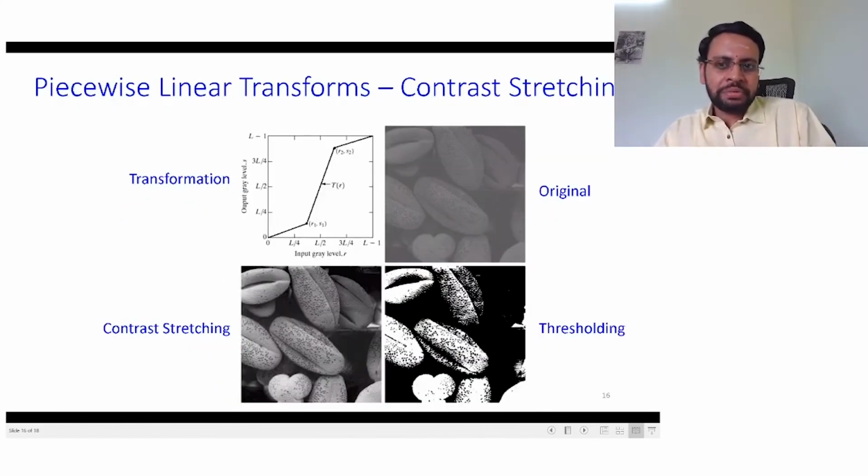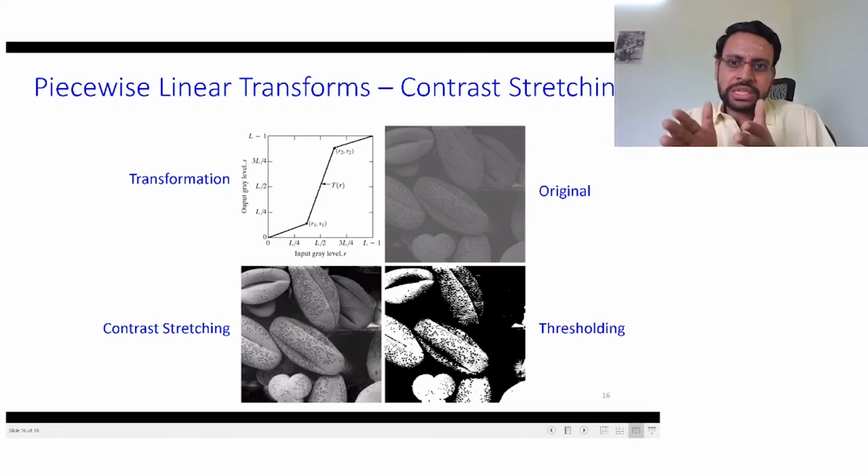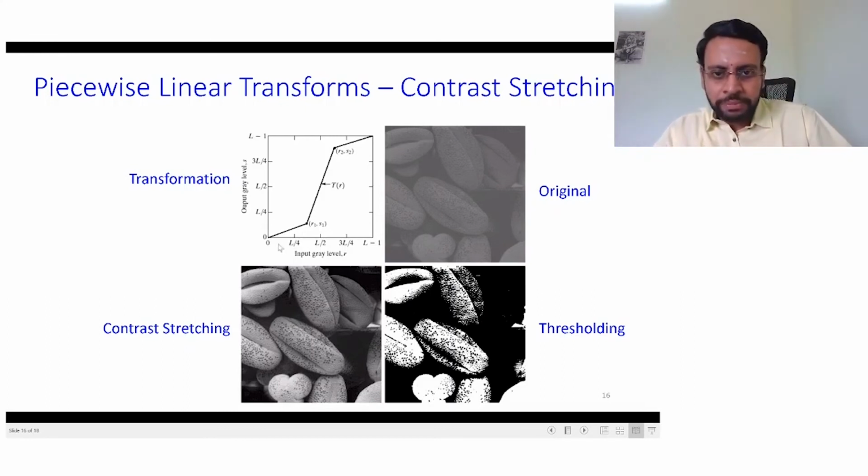The next set of transforms is piecewise linear transforms, where your mapping is linear, but as the name says, it's a piecewise linear transform. You consider the graph here. You are taking this transform for, let's say, in between L by 2 and L by 4 to here. Then you are using a different scaling here and another slope here.